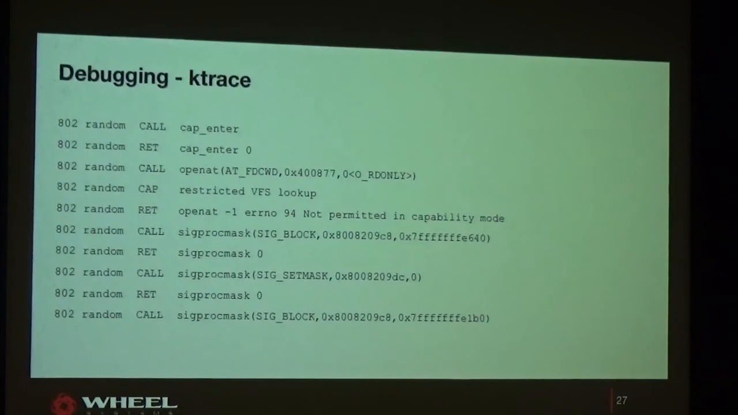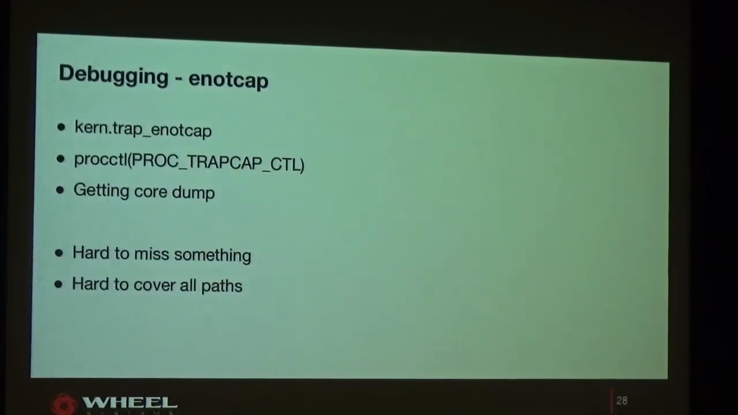So we propose a new method of debugging. We added the sysctl kern.trap_enotcap, which, when it's set to on, sends us SIGTRAP every time something is done which shouldn't be done in capability mode. So a core dump will be created for our application, and we can analyze what happened in that application, what the trace of this application was. We can also set this flag only for a particular process with procctl. It's very hard now to miss such a disallowed function or syscall, but it's still hard to cover all paths.